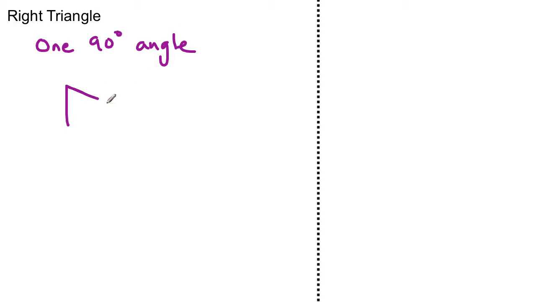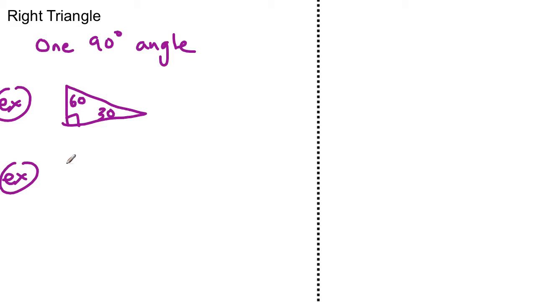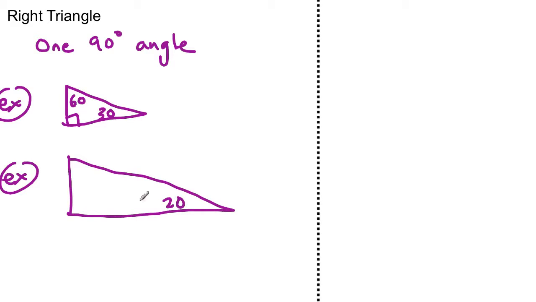Okay, so it looks like this, for example, where this is 90 degrees, and maybe this is 30 and maybe this is 60. Okay, another example is something like this. Maybe you have your right triangle, but maybe this is only 20, this is 90, right? And then this is 70. Make sense?